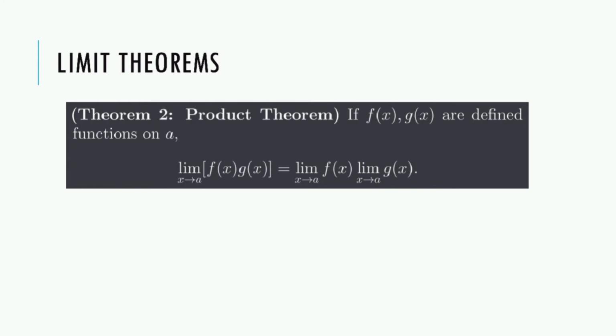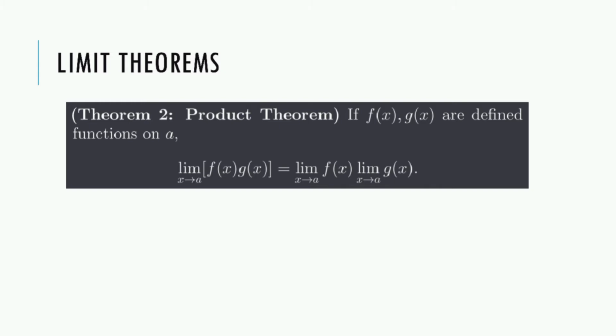Another is the product theorem, which states that if f of x and g of x are defined functions on a, then the limit of f of x times g of x as x approaches a is equal to the limit of f of x as x approaches a multiplied by the limit of g of x as x approaches a. Simply put, the limit of the product of two functions equals the product of the limits of the two functions.